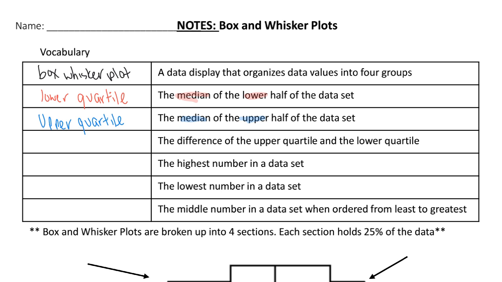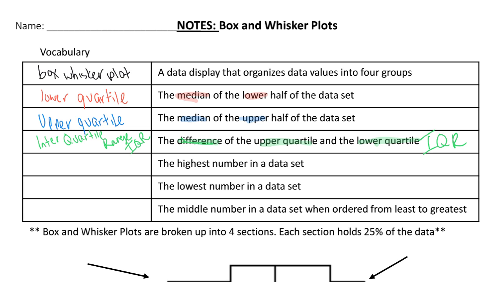The difference between the upper and lower quartile is called the IQR. I'm going to write that over here. IQR, the interquartile range. Again, what that means is you just take the 2 quartiles and find the difference of them. So subtract.